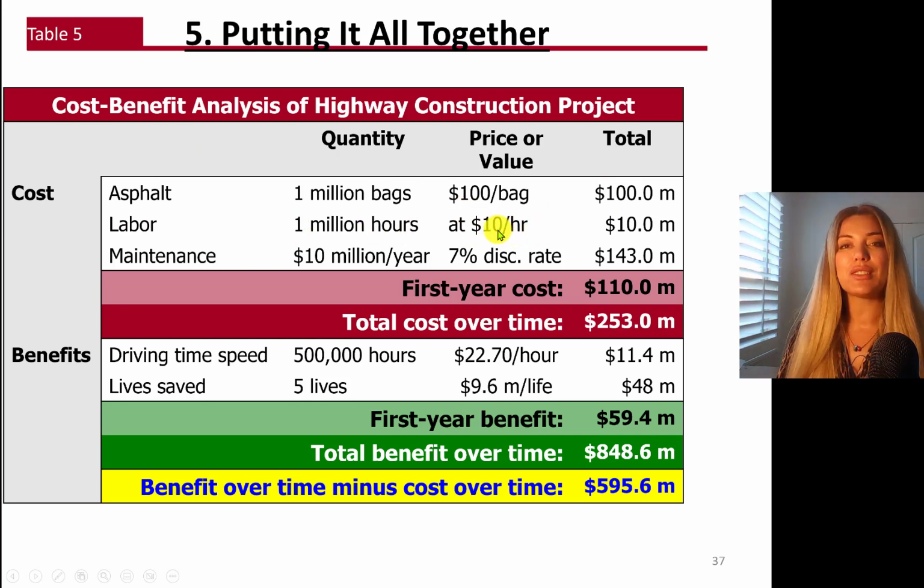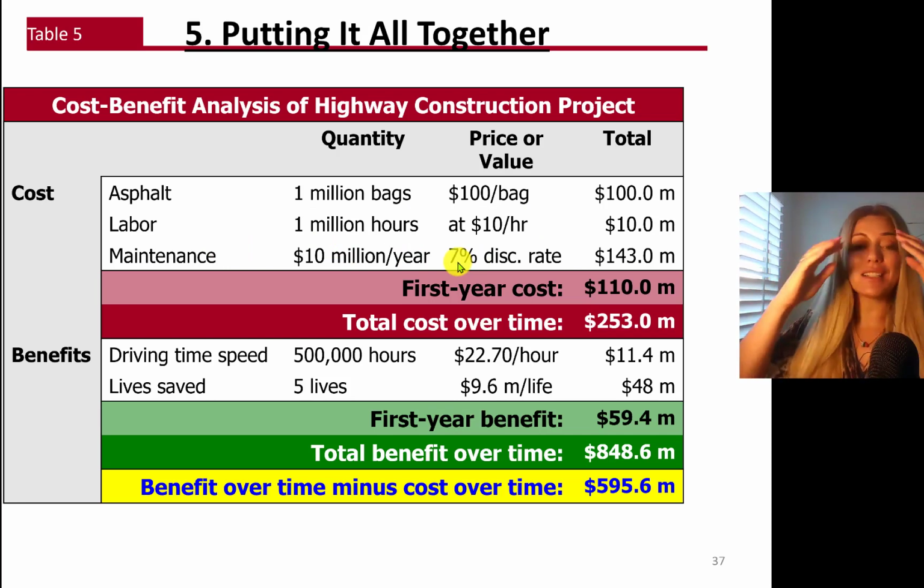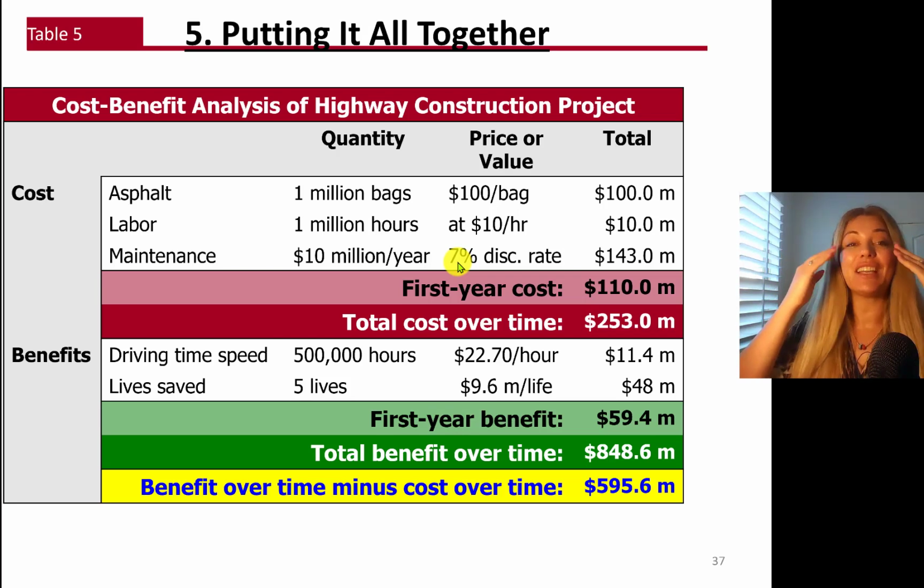This was the opportunity cost. So this $10 was these workers' outside option, best outside option. So $10 million. If you want to know more about this, watch part 2 of this series. And maintenance, $10 million per year with a 7% discount rate. So this year we build a highway. Starting from next year, you need to maintain the highway. It's going to cost $10 million a year at 7% discount rate.